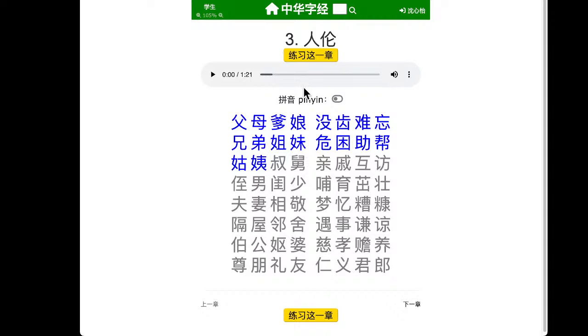Okay, yeah, go ahead and start. Welcome to day 5 of learning to read Chinese. And today we're going to start with gu.